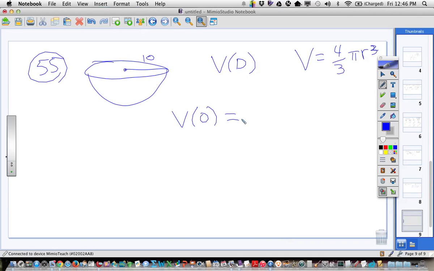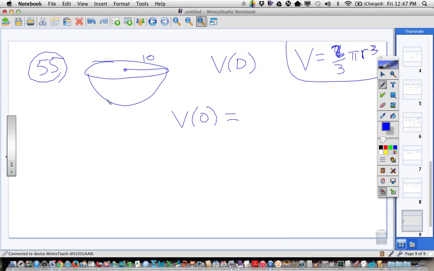Now they have no equation to plug into. That is not the equation. That's the equation for a full sphere. Since we have half of a sphere, I'm actually going to change that 4 to a 2. And that would be half of a sphere. But that's not the volume equation in terms of depth. That's the volume in terms of the radius of the bowl. The radius is 10.